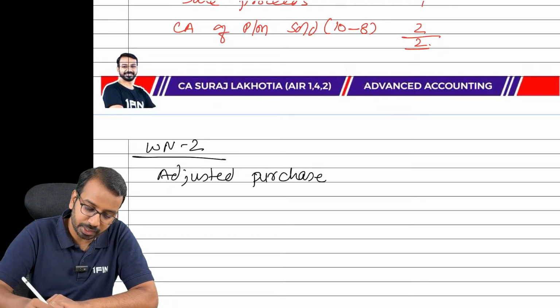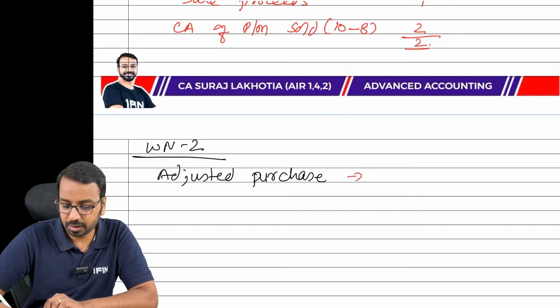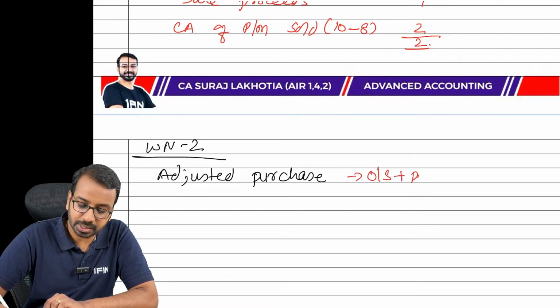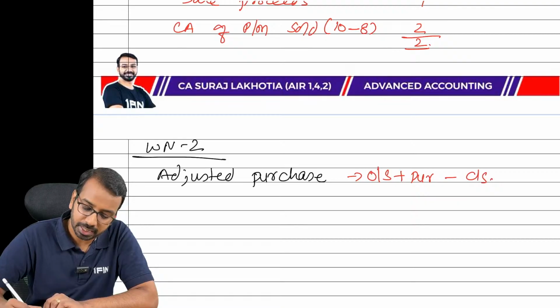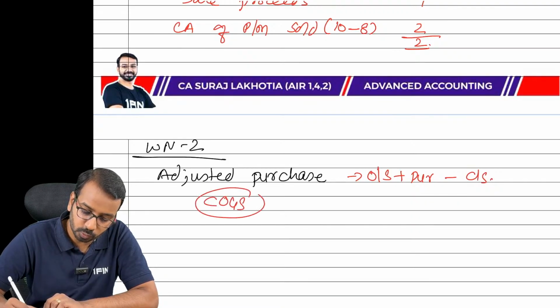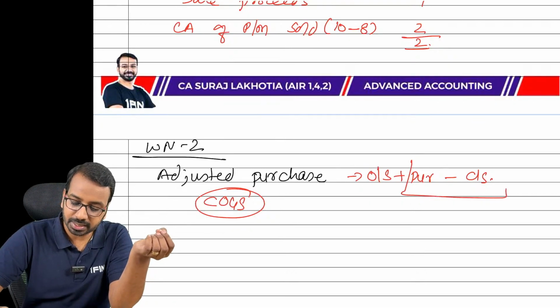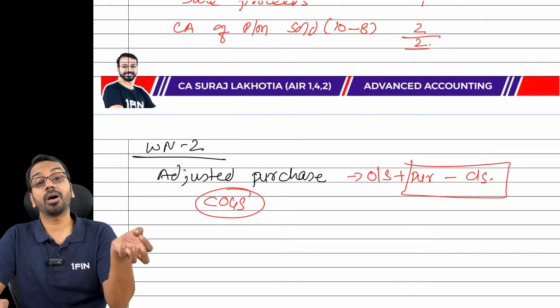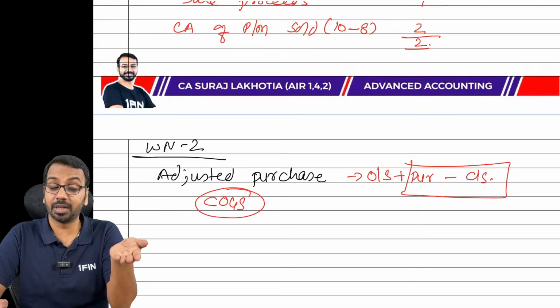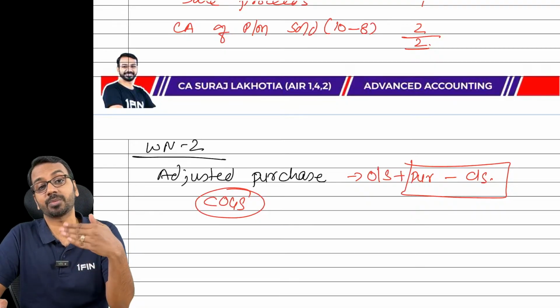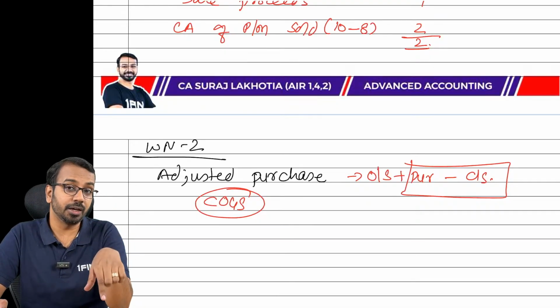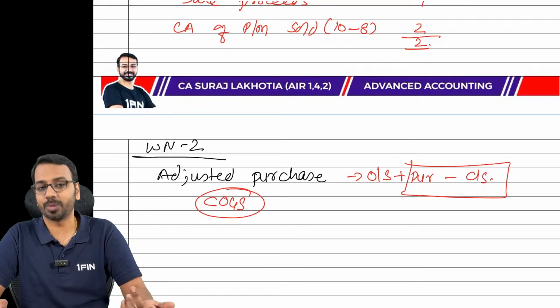Adjusted purchases is when you have considered opening stock plus purchases minus closing stock. In other words, it can be your cost of goods sold. So adjusted purchase generally could mean purchases minus closing stock, or if opening stock is also not given, it could mean opening stock plus purchases minus closing stock. Now here in the question, they have not given us what is opening stock.